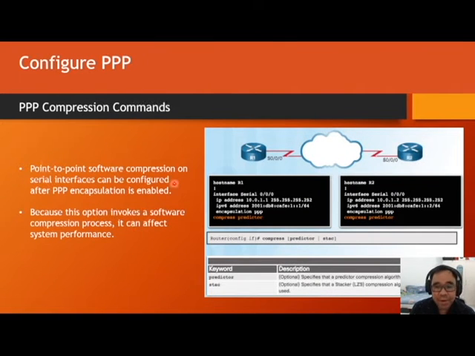Point-to-point software compression on a serial interface can be configured after PPP encapsulation is enabled. Because this option invokes a software compression process, it can affect system performance.